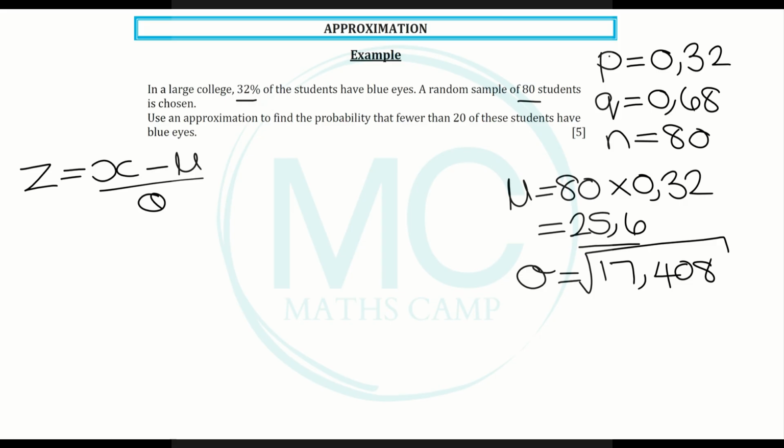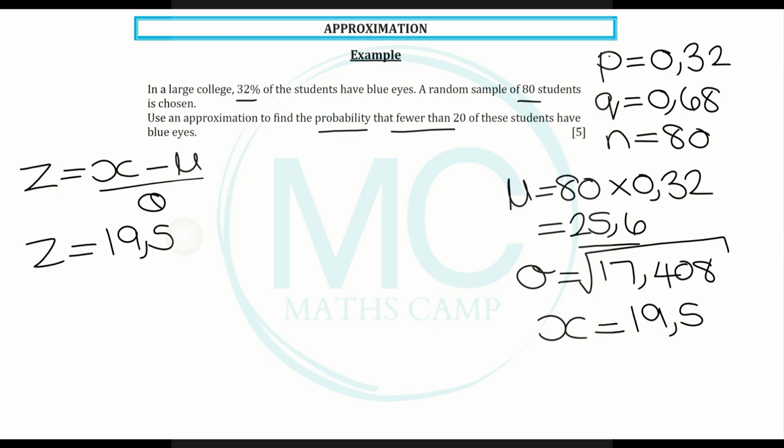The question is asking us to find the probability that fewer than 20. So we are looking for the probability that x is smaller than 20. So I need to subtract 0,5 from 20, and I see that x is equal to 19,5. And now I can put these values into my formula. I can say z is equal to x 19,5 minus mu 25,6 over standard deviation 17,408 under a square root.